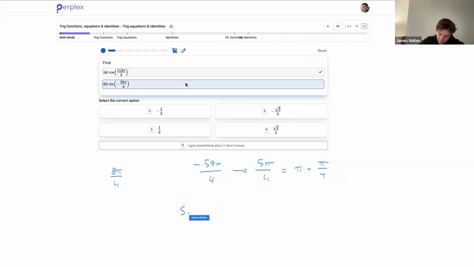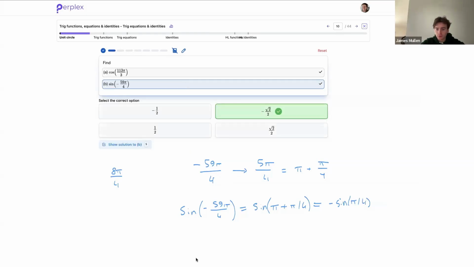So the sine of negative 59 pi over 4 is the same as sine of pi plus pi over 4. And we know that adding pi to an angle changes the sign, so it's negative sine of pi over 4. And we know that sine of pi over 4 is root 2 over 2. So the answer here is negative root 2 over 2.